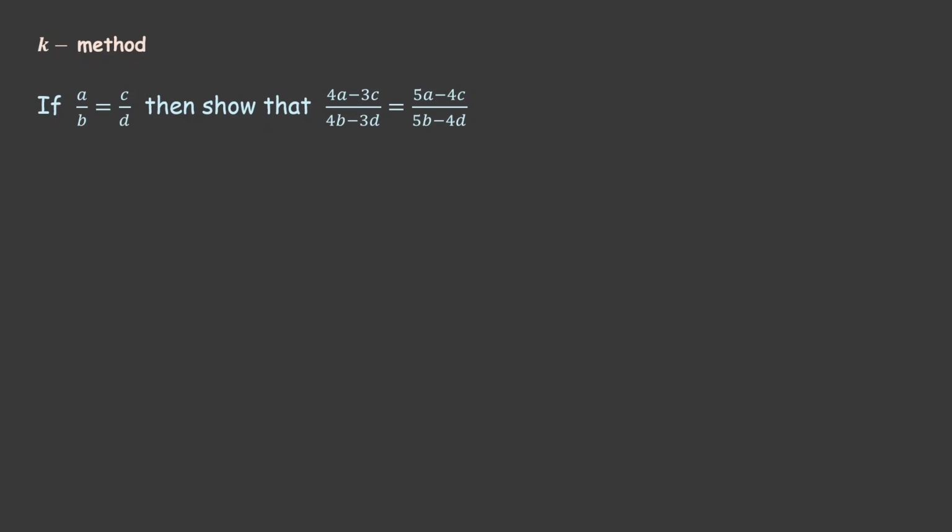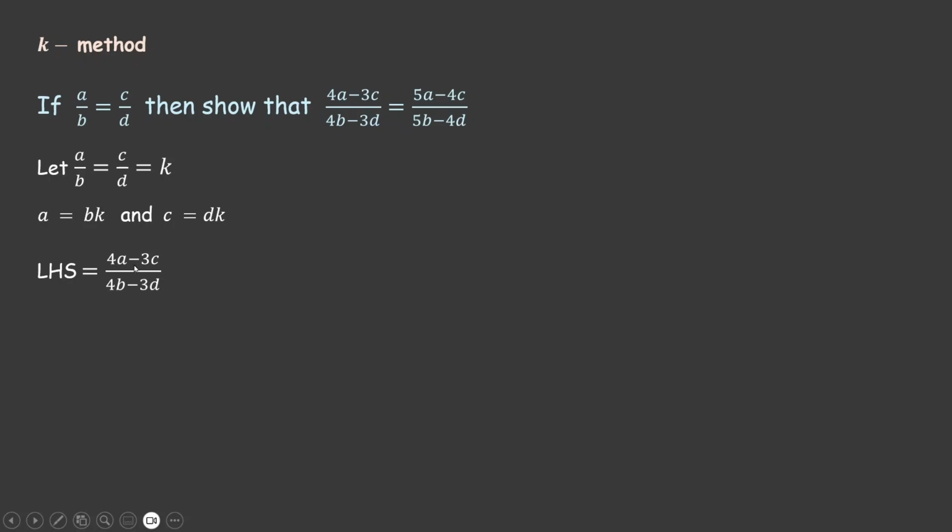If A by B is equal to C by D, then we need to show that this is also equal. So let us put it equal to K. Now A is equal to B into K and C is equal to D into K. Right. So let's take this LHS. Now let's substitute the values. So A is B into K, C is D into K. We'll take k as common and this will cancel out, leaving us with only k, that is the constant equal to this ratio. So this is equal to k.